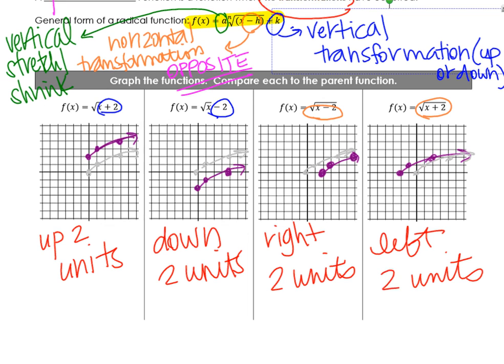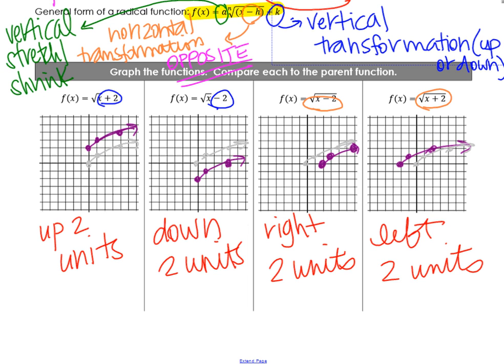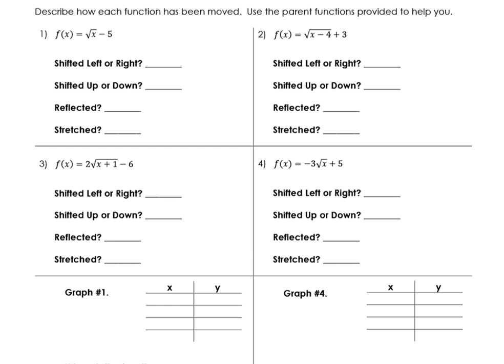So we're going to flip this over and work through a couple of these and see what they actually look like. On the back it says, describe how each function has been moved. Use the parent functions provided to help you. So this is all the stuff from the front page.